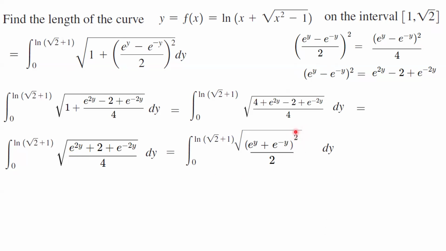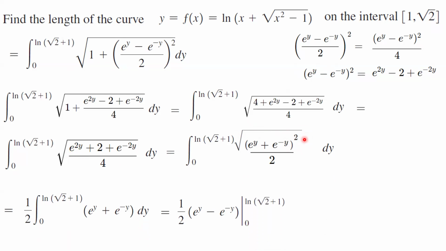But note that you have exponent 2 and you have a radical, they get cancelled out. So this integral is a half, definite integral of e to power y plus e to power negative y dy, which in turn is a half (e to power y minus e to power negative y) bounded between 0 and ln of square root of 2 plus 1, which is nothing but 1. So the length of the curve, this curve, ln of (x plus square root of x squared minus 1), as x is bounded between 1 and square root of 2, is 1 unit.